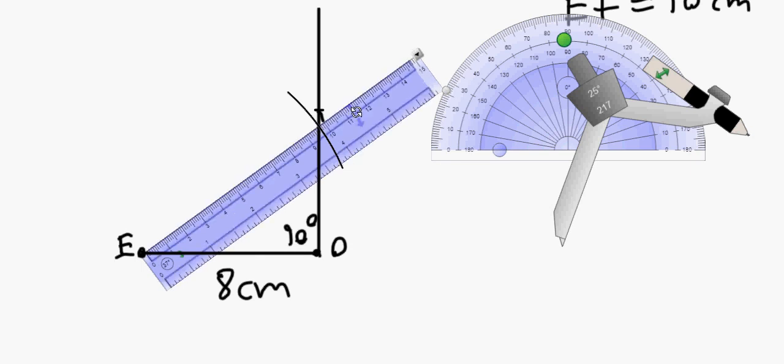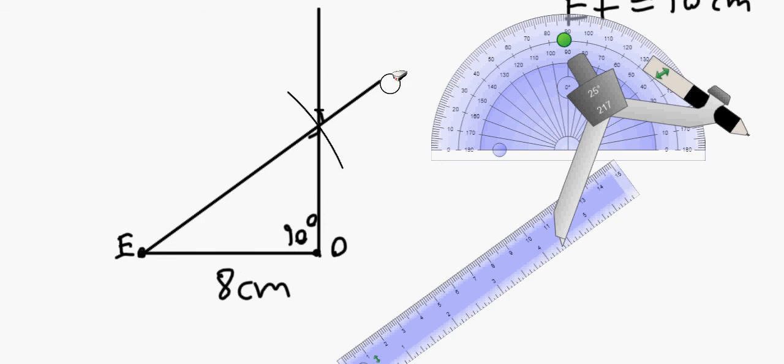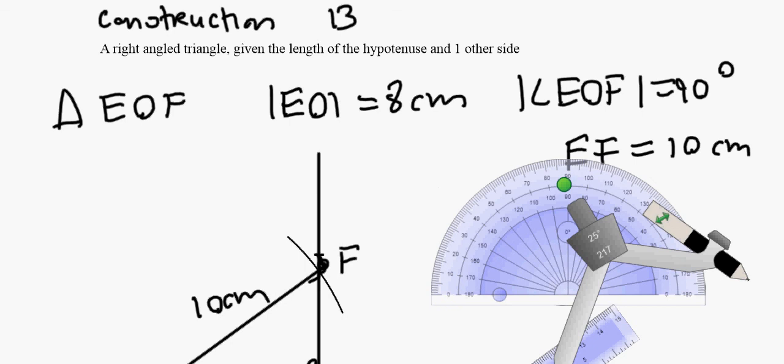And what we get there is our right angle triangle, linking E to F. There we go, E to F there. Okay, so there's our right angle triangle. So this is the point F, and EF is 10 centimeters long. Okay, perfect. Next one. Construction.